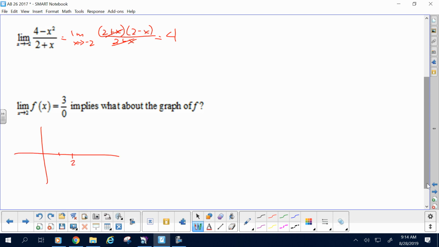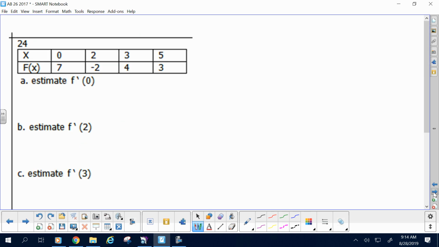Okay? Last but not least, if I approach 2, the function approaches 3 over 0, then what does that imply? There is an asymptote. What kind of asymptote? A vertical asymptote. Where? More specific, not just at 2, at x equals 2. Remember, infinite behavior means there's an asymptote, either horizontal or vertical, depending on if x is going to infinity or y is going to infinity. 24.